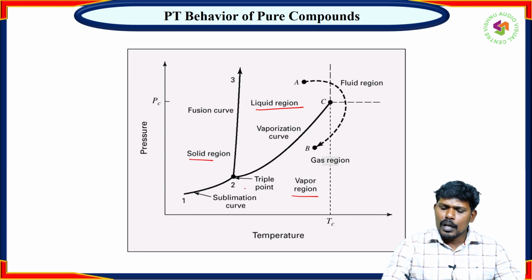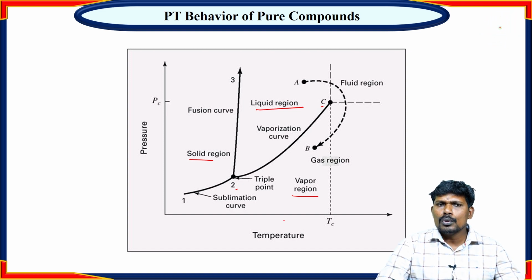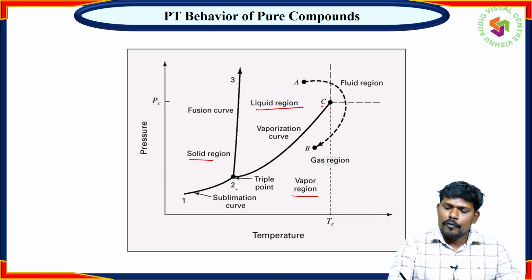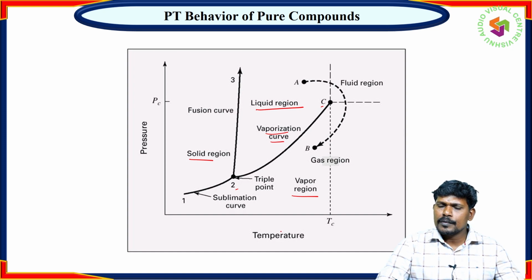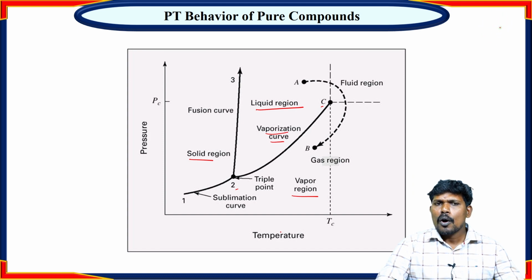Next is the line from 2 to C, which extends and terminates at C. This line is called the vaporization curve. This vaporization curve separates the liquid region from the gas region. On this curve, the liquid and gas are both in equilibrium.